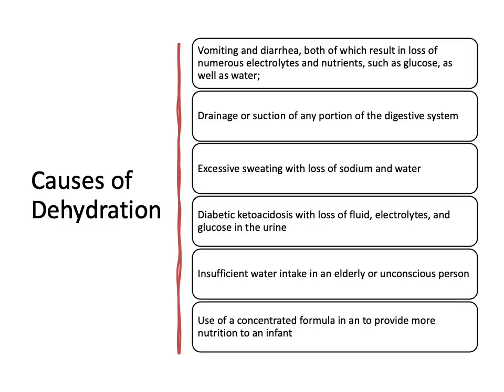With the causes of dehydration, it's important to know all of these areas. First, we highlighted on the last slide where you have vomiting and diarrhea, and it does result in numerous electrolyte and nutrient loss, as well as sugar. We have drainage or suction of any portion of the digestive system, and you can see this when it comes to an NG tube. If we're suctioning out fluids from the abdomen, it's important to know how much water is lost because we can send the individual into dehydration or even a fluid electrolyte imbalance from taking that excess fluid out of their bodies.